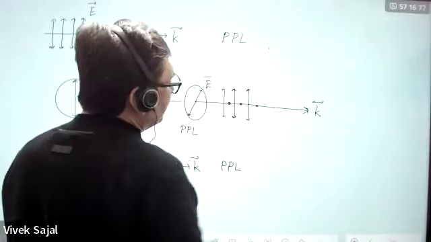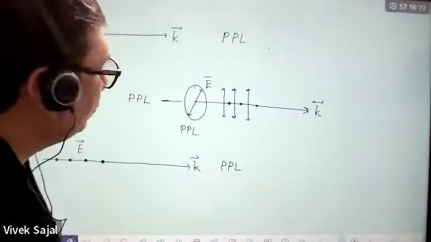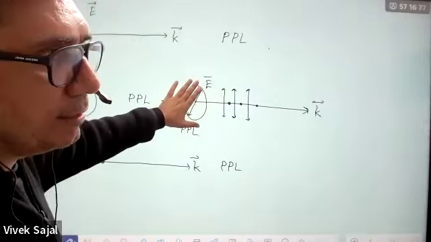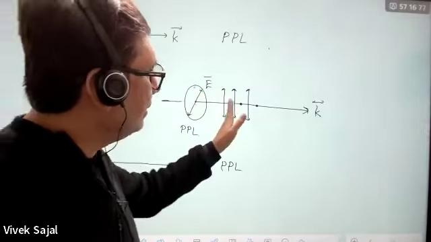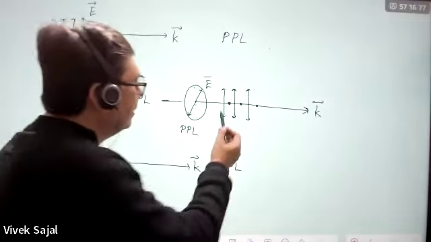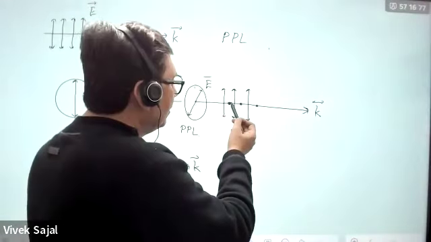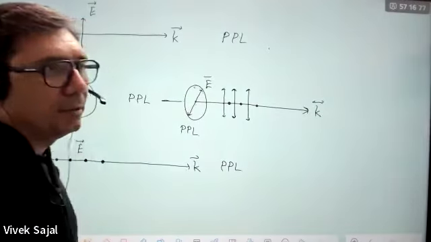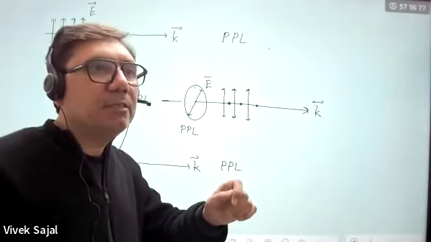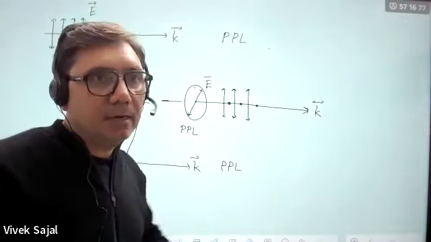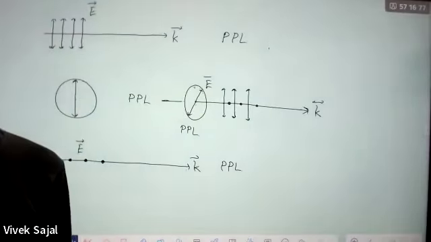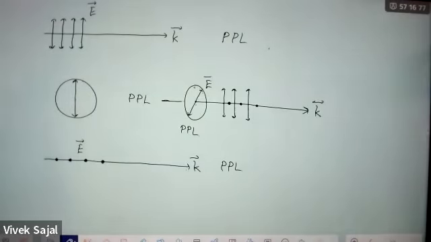So you can also represent it like this. You can always resolve this into two components. This is a plane polarized light, and its electric vector can be resolved in two mutually perpendicular directions. One will be parallel to the board, another will be perpendicular to the board. Later on, on the basis of this, we are going to define what is the meaning of s-polarized light and p-polarized light.